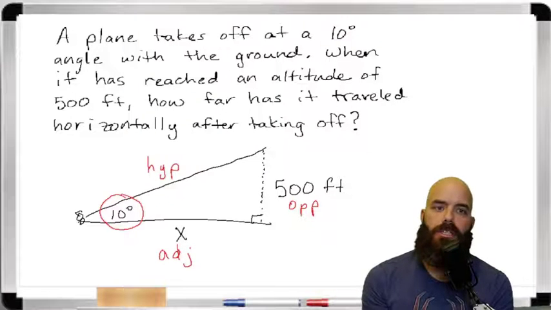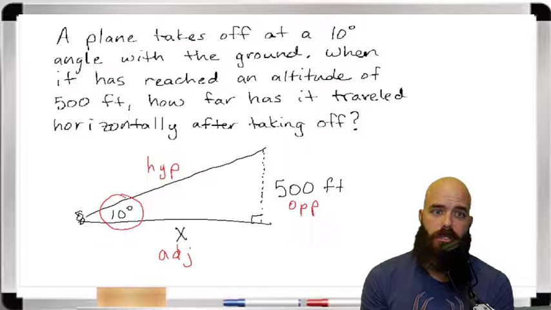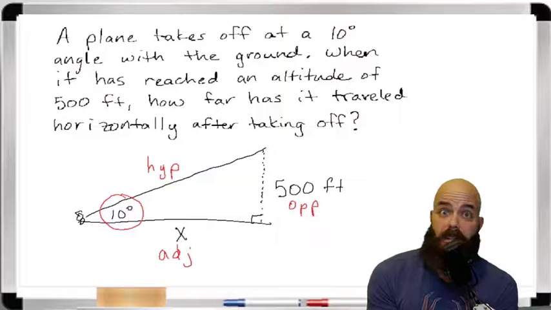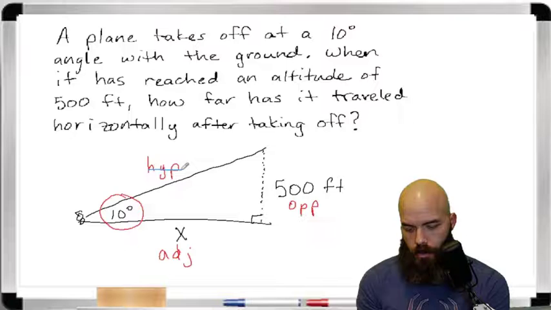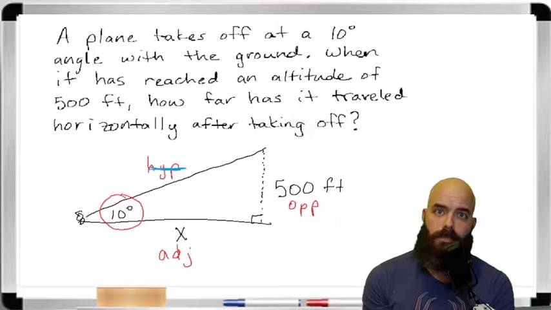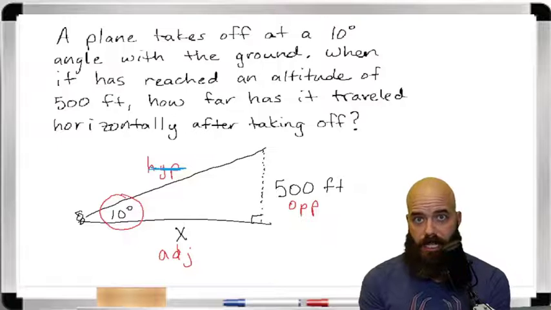So how do we use SOHCAHTOA? Well, notice in my picture, I don't have any information about the hypotenuse, and I'm not asked to find any information about the hypotenuse. I'm given information about the opposite side, and I'm asked to find the adjacent side. So we don't care about the hypotenuse in this particular problem. We care about the opposite side and the adjacent side.